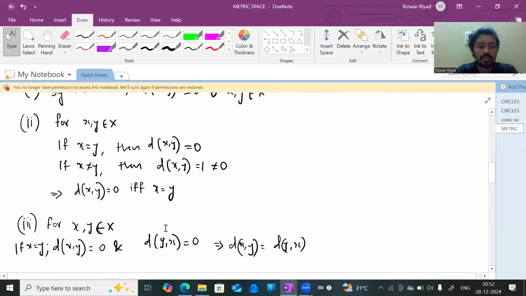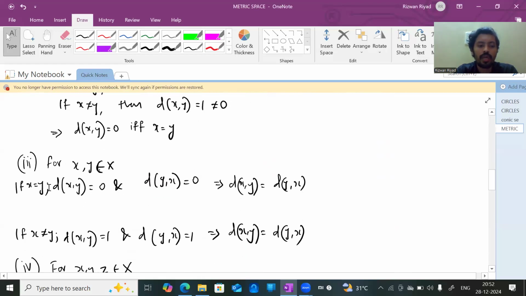Look at the first case. If x equal to y, then what is d of xy? According to the definition of discrete metric, if x equal to y, then d of xy will be equal to 0. Okay, then what about d of yx? That is also equal to 0 because x equal to y means y equal to x also. So d of xy is 0, d of yx is also 0. That means d of xy and d of yx are equal. Okay, the third condition is satisfied here.